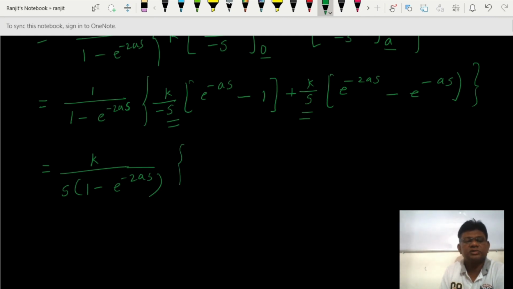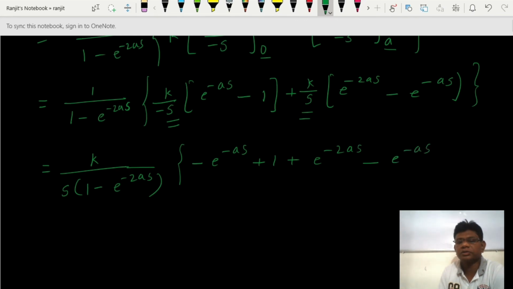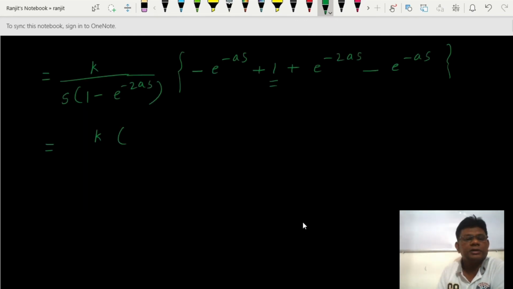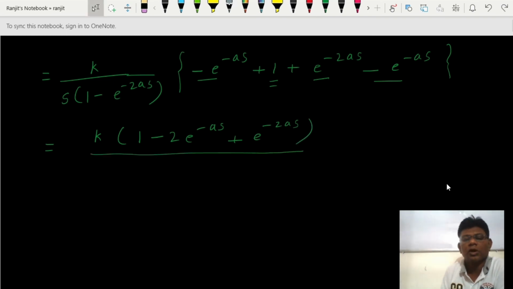Now minus times this bracket: minus e to the power minus as, minus minus 1 means plus 1, plus e to the power minus 2as, minus e to the power minus as. Now this is 1, minus e to the power minus as, minus e to the power minus as, which means 2 times e to the power minus as, plus e to the power minus 2as, upon s times 1 minus e to the power minus 2as.